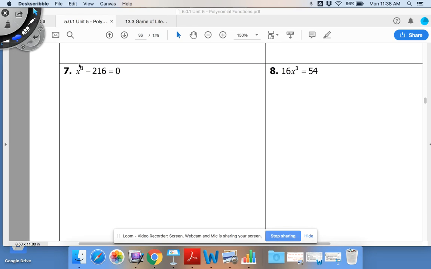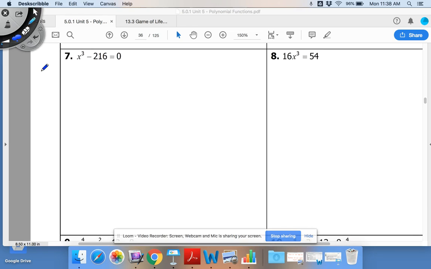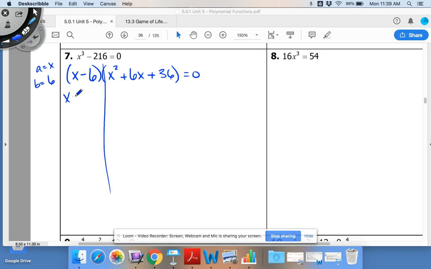So next we have difference of cubes. So I know my a value is x. My b value of this would be 6 because 6 cubed is 216. And so my rules say a minus b, a squared plus ab, which is 6x, plus b squared. Then I'm going to split that and set it equal to 0. So I have that one.